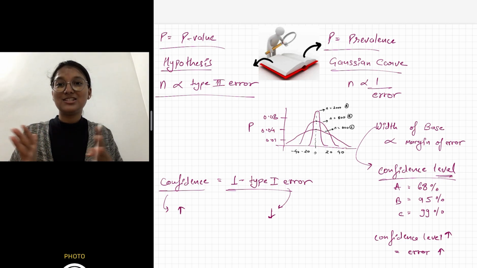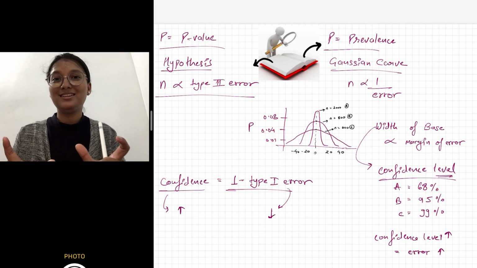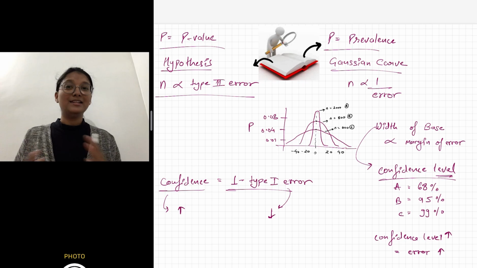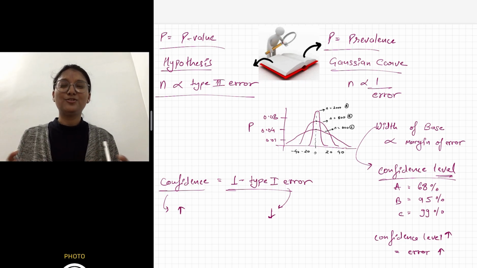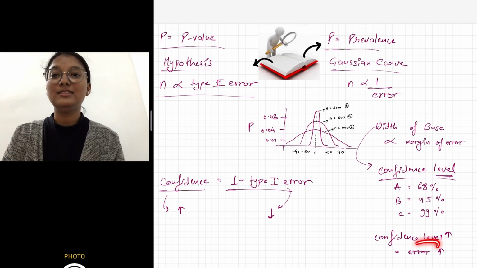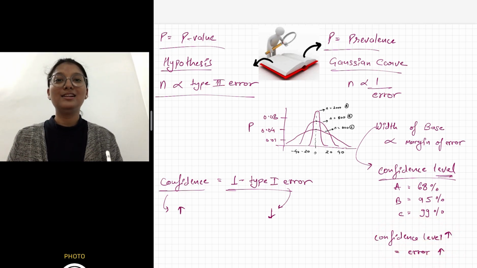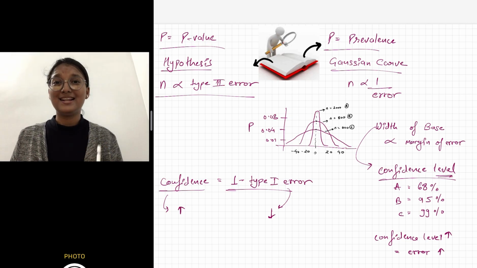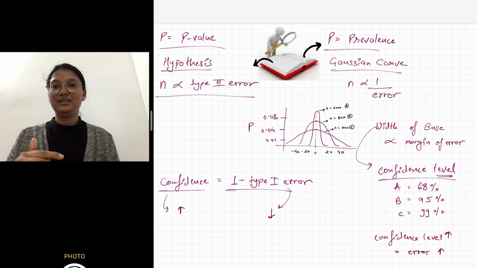So as the deviation increases, confidence level increases, and this confidence is not the same as the confidence of this hypothesis. They are completely different. So these are just confusers in the mind which you have to be very clear about. When the deviation increases, this confidence level increases in the Gaussian curve, whereas in the hypothesis, as the type 1 error decreases, confidence level increases.